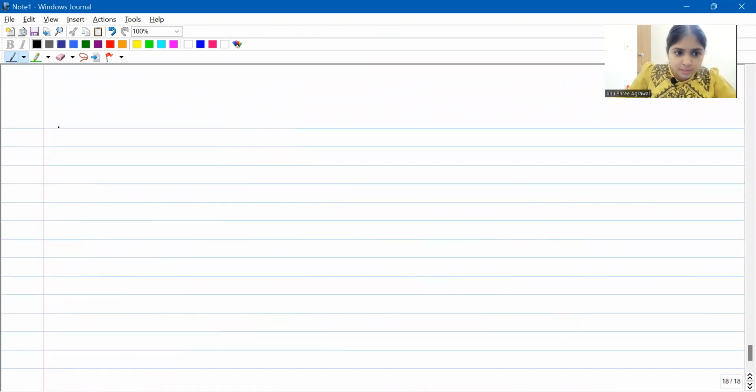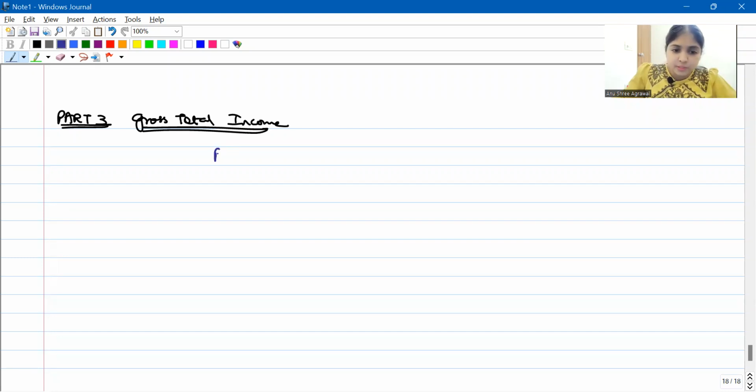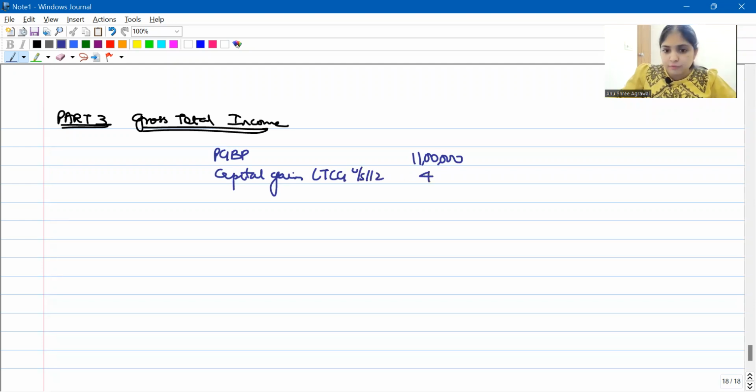Now your final part, part 3, which will be your gross total income calculation. How much will this be? Your gross total income calculation will be nothing but your two heads. First of all, you have PGBP, 11 lakhs. And then you have capital gains. This capital gains is nothing but LTCG under section 112. You just calculated 4,92,000. So what will our gross total income be?